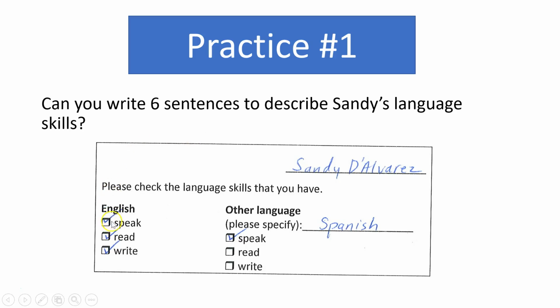So if it has a check mark, the sentence is going to be positive. And the first example would be Sandy, and with the verb speak, we will say can speak English. Sandy can speak English. So I want you to take a minute, pause this video, and write down 6 sentences to explain Sandy's skills with English and Sandy's skills with this other language, Spanish.